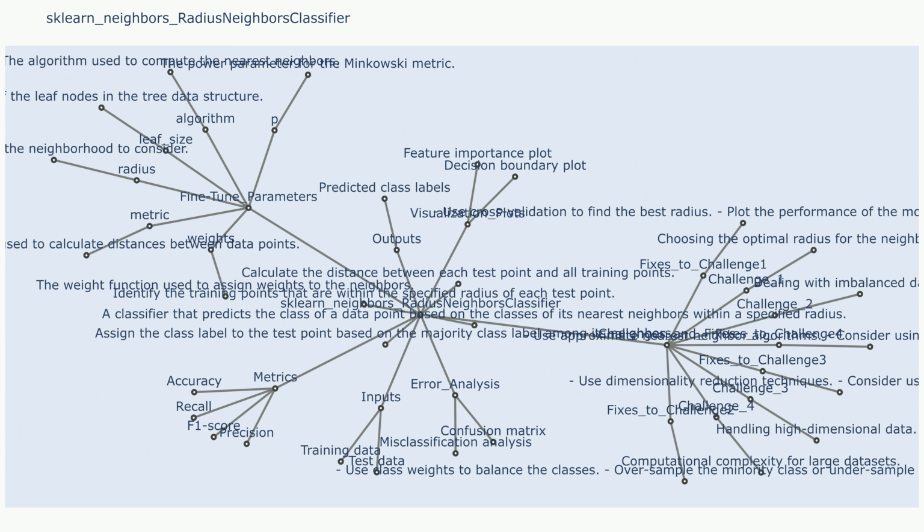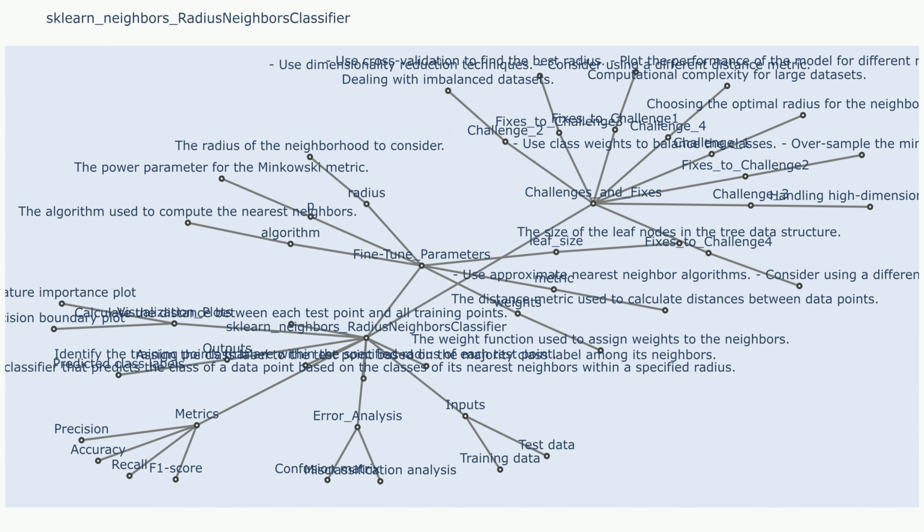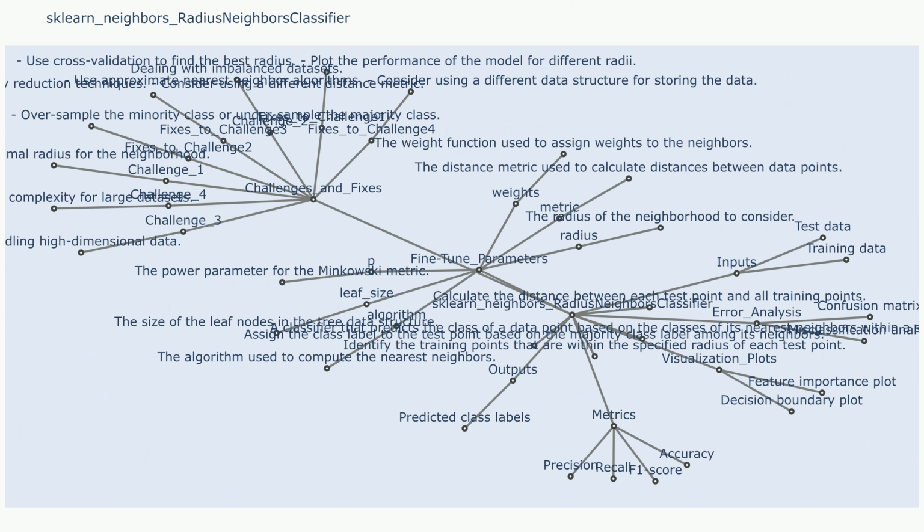Metrics: Accuracy, the percentage of correctly classified data points. Precision, the ratio of true positive predictions to the total number of positive predictions. Recall, the ratio of true positive predictions to the total number of actual positive instances. F1 score, the harmonic mean of precision and recall.